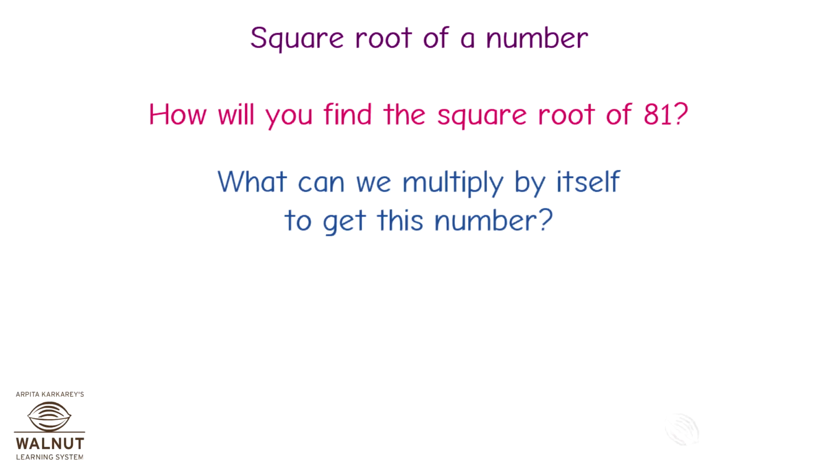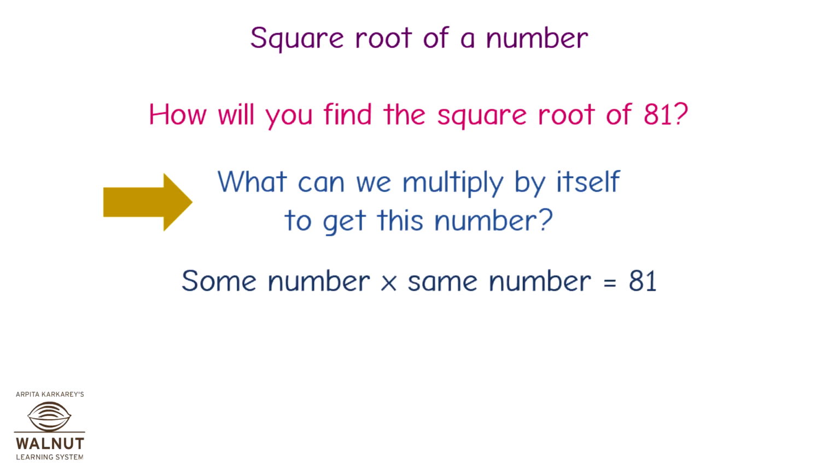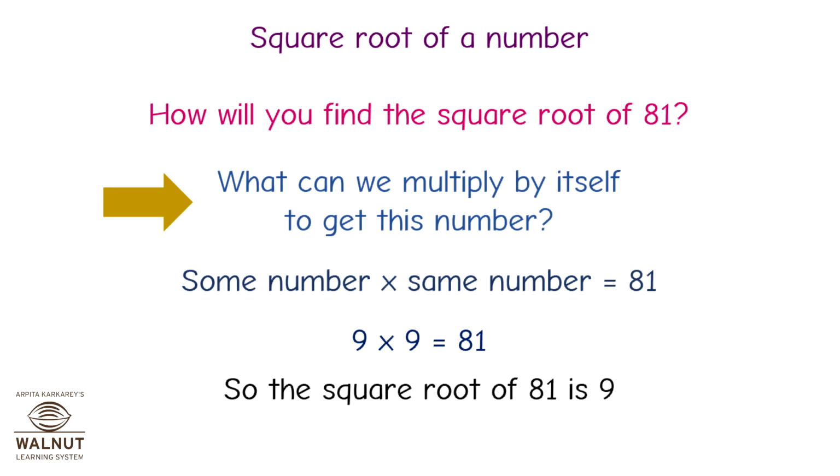How will you find the square root of 81? What can we multiply by itself to get this number? Some number into same number is equal to 81. So 9 into 9 is equal to 81. So the square root of 81 is 9.